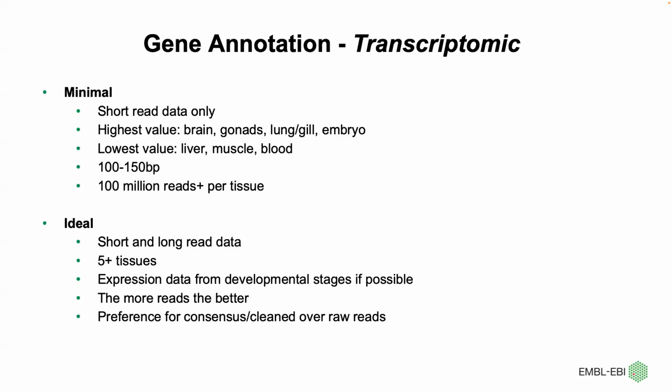What would be an ideal scenario? An ideal scenario would be that we have both long and short read data, so that we can combine the evidence from both. It's highly valuable if the data comes from more than 5 tissues, high value tissues especially. And if we have expression data from developmental stages, that's even more helpful. And the more reads, the better. It always makes a better annotation if we have more reads. And we prefer the consensus of clean reads over the raw reads.